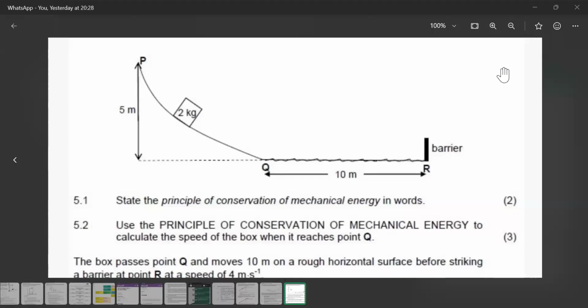So they say we need to use the principle of conservation of mechanical energy in order to calculate the speed of the box when it reaches the point Q. And this is for 3 marks. Okay. It used to be 4 marks when you were back in grade 10, but of course, the older you grow, the lower the marks have to be.